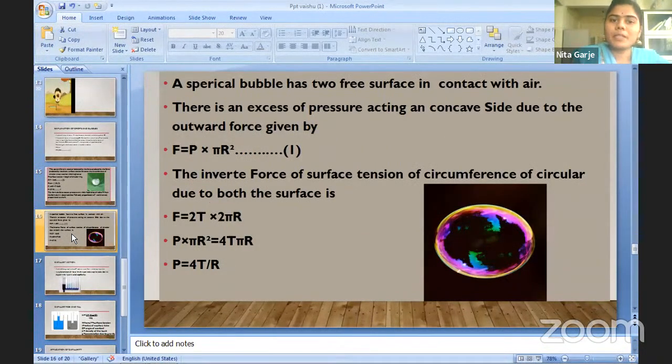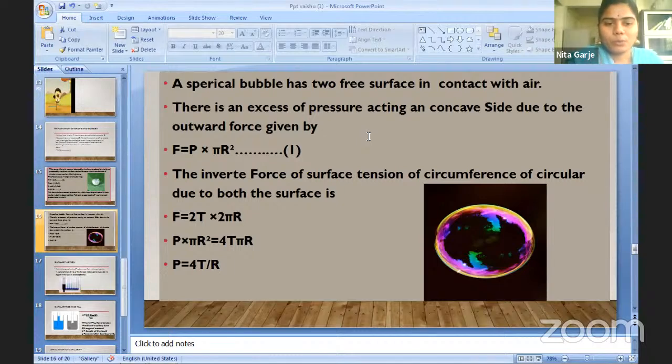Then a spherical bubble has two surfaces which are in contact with the air, so there is an excess pressure acting on the concave side due to the outward force, given by F is equal to P into 2 pi r square. The inward force of surface tension acts on the circumference of the circle due to both of the surfaces.